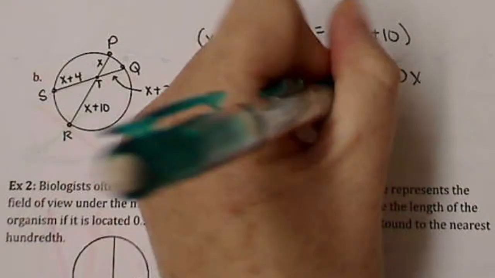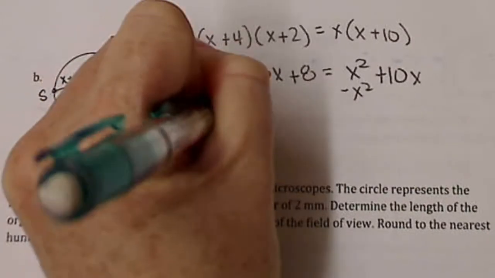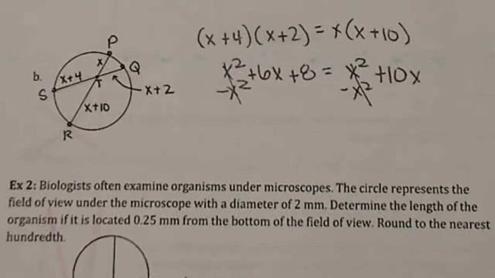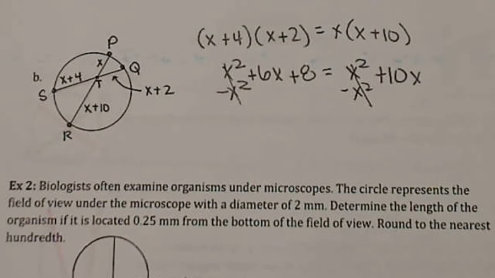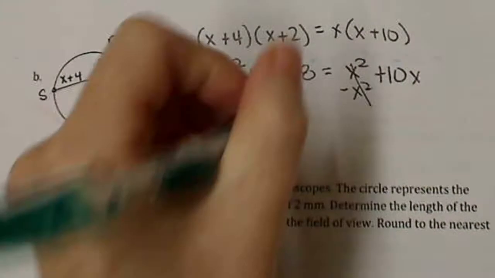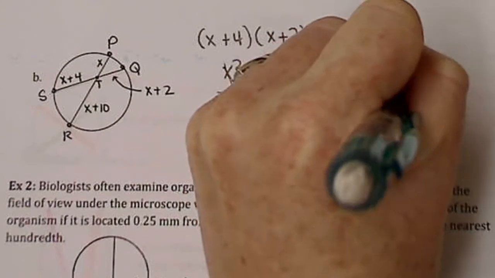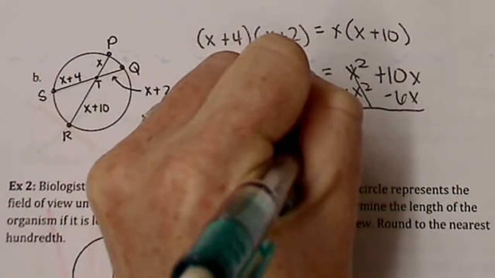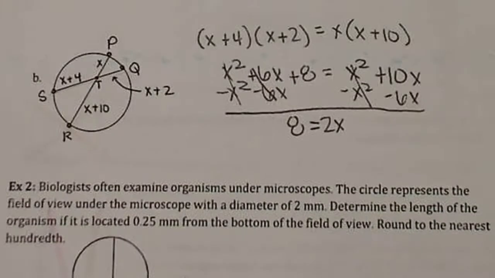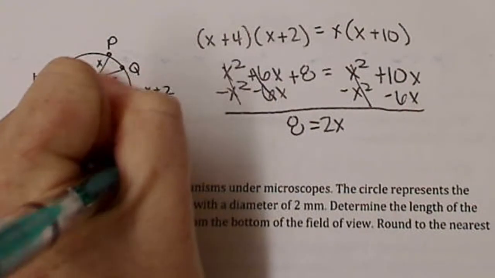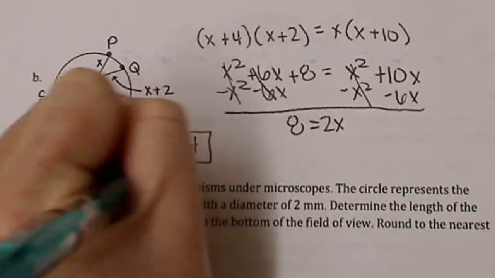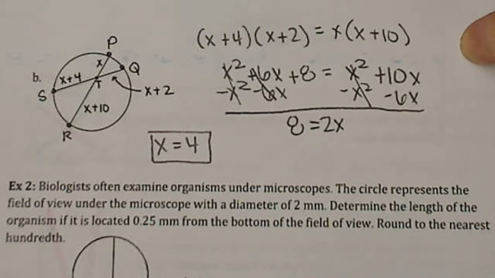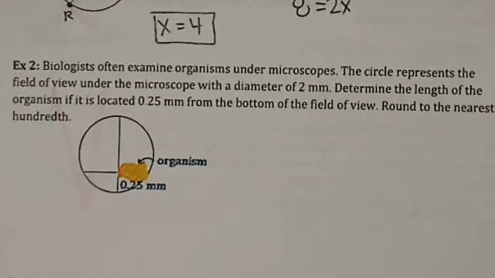If I subtract x squared, what happens? They both cancel out. Okay, so let's take our 6x to the other side with the 10x. So I get 8 is equal to 2x. What is x? x is 4. I think your book likes to make x 4 because x is 4 a lot.